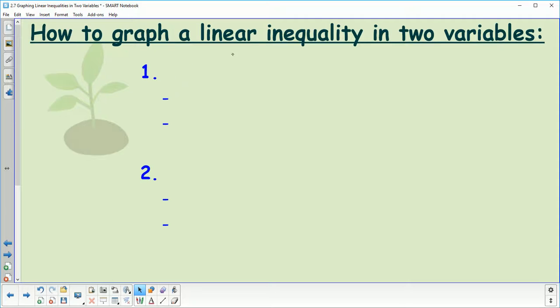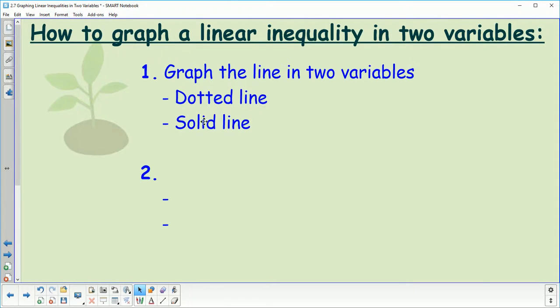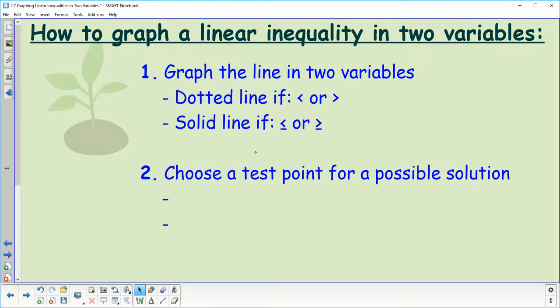Now to graph a linear inequality and the solution, we're going to start by graphing the line in two variables. And when we draw that line, there's two options. We can draw a dotted line or a solid line. We do a dotted line if we use the symbol less than or the symbol greater than. We do a solid line if we have the symbol less than or equal to or greater than or equal to. So the biggest difference there: no equal to piece for a dotted line, equal to piece for a solid line.